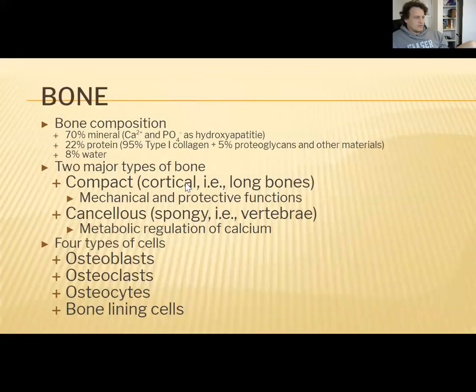So the composition of bone is 70% minerals, so calcium and phosphate. And then we have collagen and other proteins, and the rest is water. So we have compact bone, which is mechanical and protects. And then we have spongy bone, which is what makes up the vertebrae.